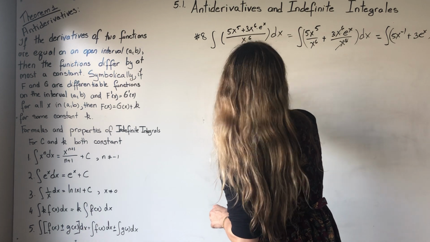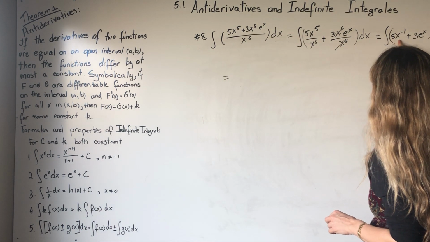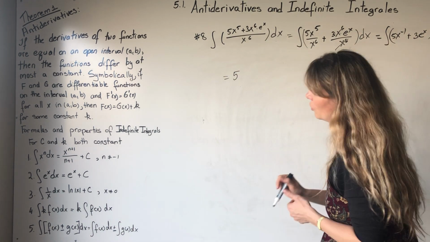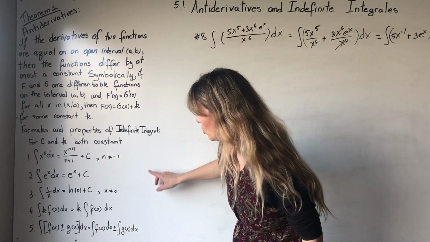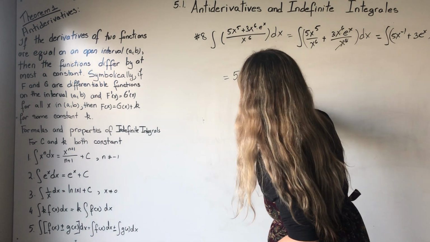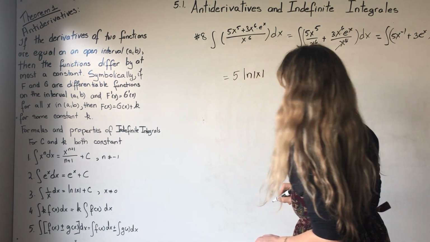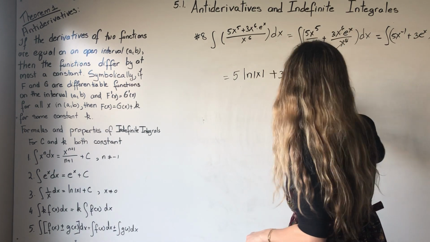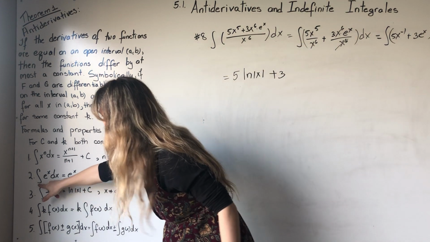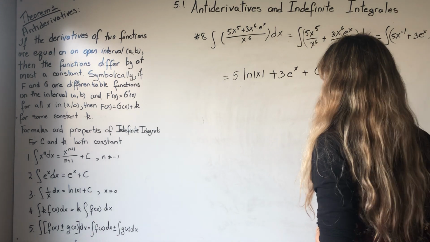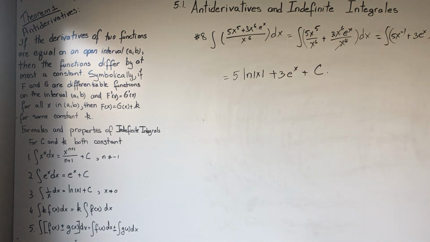This one is equal to, okay, so I have 5x to the negative 1. I put the 5 in front. The integral of x to the negative 1, we know from before, is the natural log of the absolute value of x, correct? Plus, then I have 3, the constant, you put it in front, e to the x. The integral of e to the x is e to the x, and we have the constant. That's all there is to it. So, let's go next.